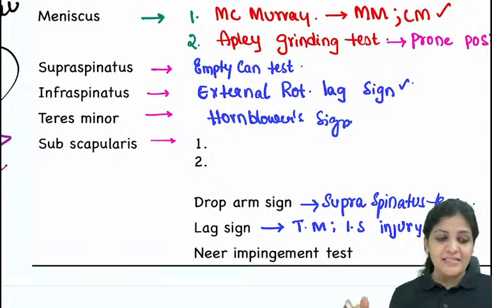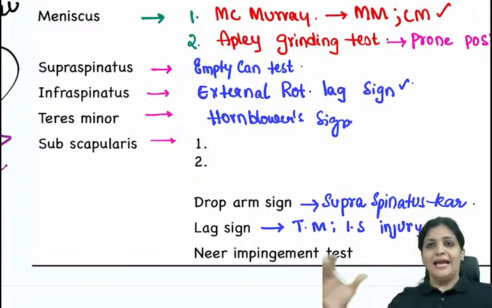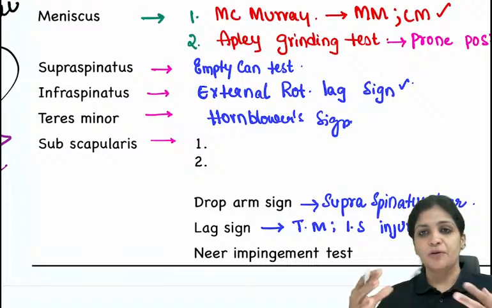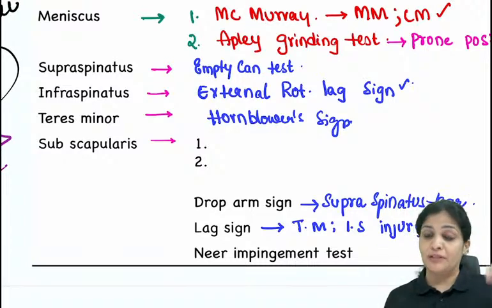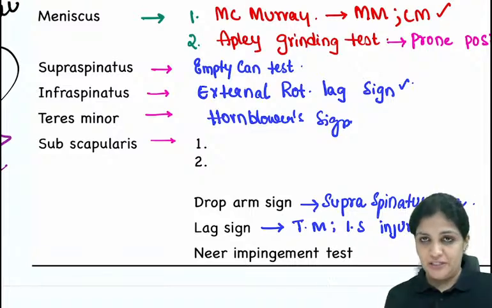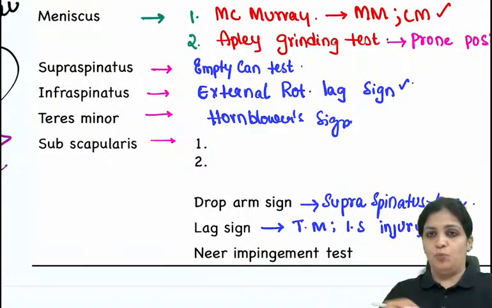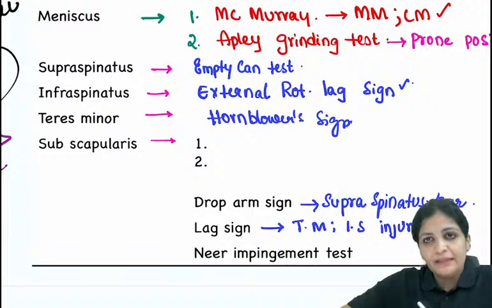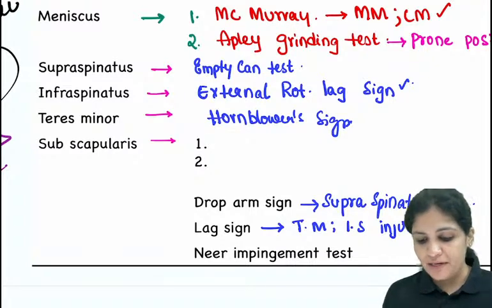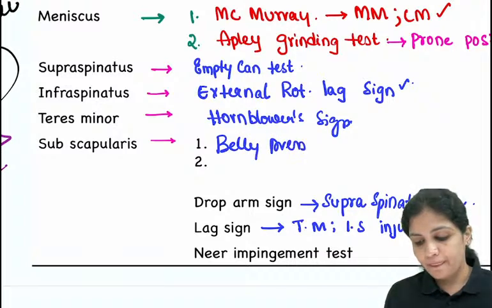And subscapularis, so we are done with the abduction and external rotation, and now internal rotation. Internal rotation, because again the subscapularis is present on the anterior aspect, right? And it is attached to the lesser tuberosity. So now this tries to pull the shoulder inwards. So that is the internal rotation. So we have two important tests. One is the belly press test, and the second one is the lift off test.